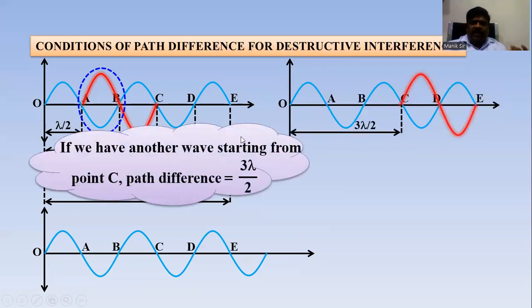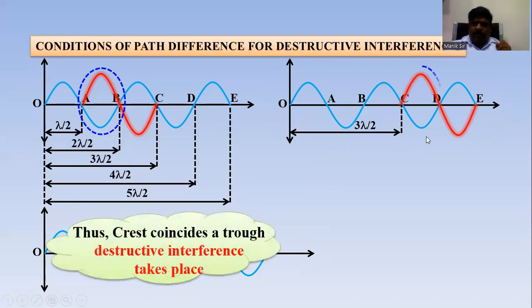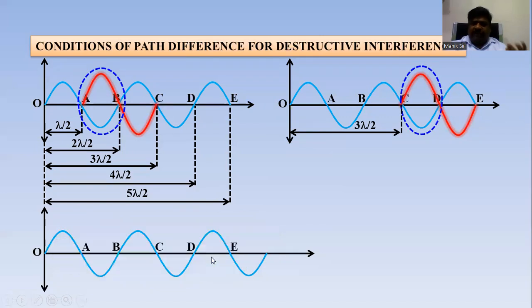Now, if we have another wave starting from the point C, see, this is the point C, and the wave started from here. So what we get is lambda by 2, lambda by 2, lambda by 2. So the path difference is how much? 3 lambda by 2. Again, here the crest matches with the trough, there is a destructive interference. So the crest coincides with the trough, so there is a destructive interference.